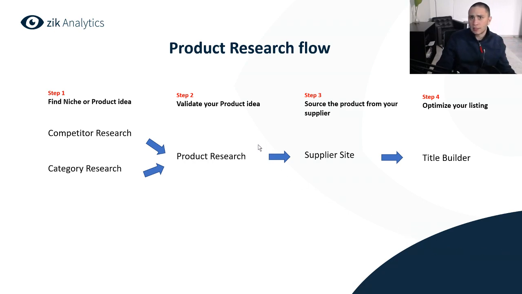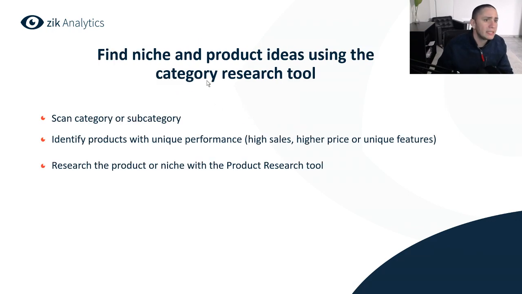So let's talk about category research. Let's go to the step of category research before I move into the live demonstration in Zik, okay? So find niche and product ideas using the category research tool. Step number 1 will be to scan a category or subcategory. We'll open the category research tool. We'll go for a category or subcategory. Once we open a category or subcategory, we'll see the stats, we'll see the top selling items. We'll identify products with unique performance. What does unique performance mean? Either high sales, or a higher price than usual in the market, or unique features, something which is bold in the market. So this is what we're going to look for. Very quick, once we found the right product or the right niche idea, we move on to the product research, researching the keywords, defining the niche, and move on.